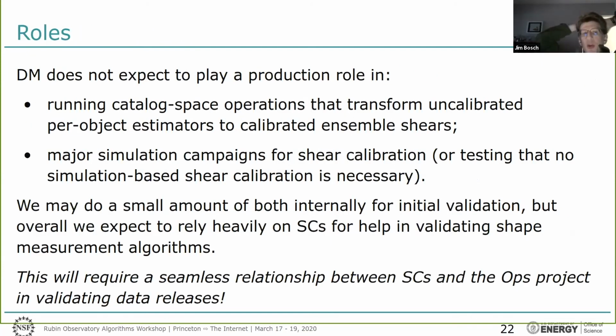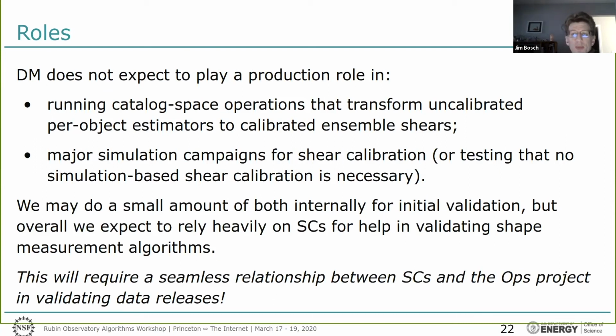It's also worth pointing out that DM doesn't really expect to play a production role in either running catalog space operations that transform uncalibrated per object estimators to calibrated ensemble shears. That was probably a difficult sentence to unpack unless you're a weak lenser. The basic idea is that you do some operations on the pixels, and that gives you some numbers in your catalog. And then to know whether those numbers are any good, you actually have to do catalog space operations on ensembles of objects to try to estimate shears from them. And you can't really know whether you've done a good job on the pixel space operations until you've tried to do those catalog space operations.